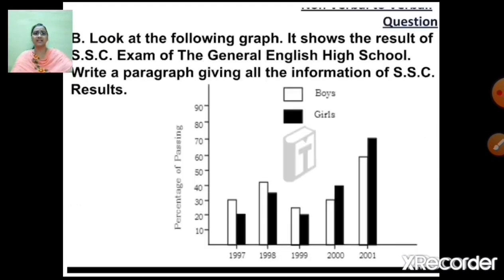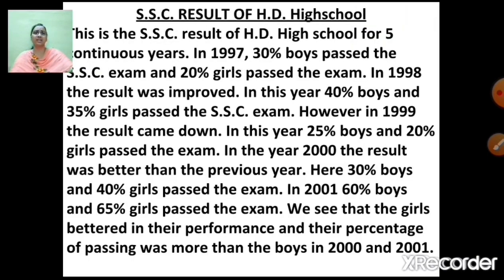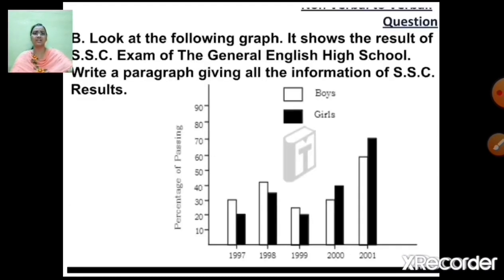Now, in the 1999 graph, you can see here, okay, you can see even the boys have not performed and girls have also not performed. So that is why we have written as in 1999, the result came down. In this year, 25% boys and 20% girls passed the exam. Okay. Then, in the year 2000, the result was better than the previous year. Here, 30% boys and 40% girls passed the exam. Now, see, there's an improvement in the graph.